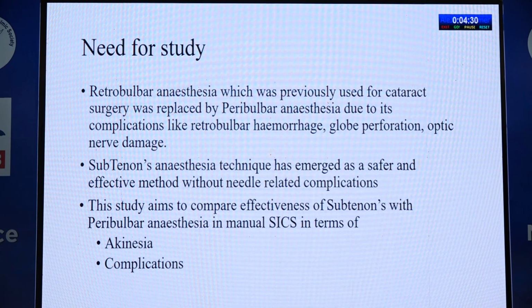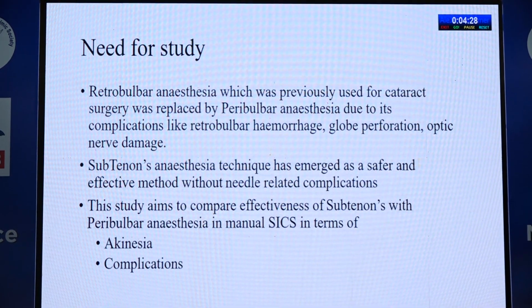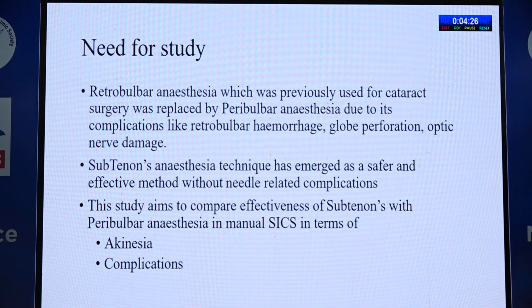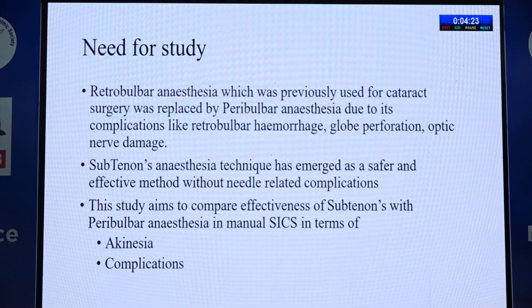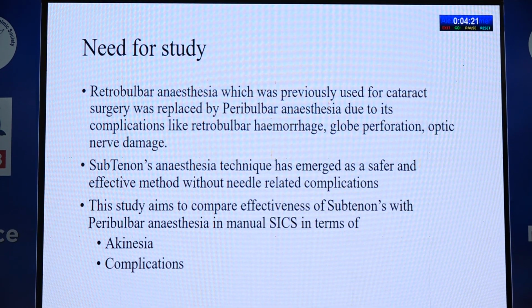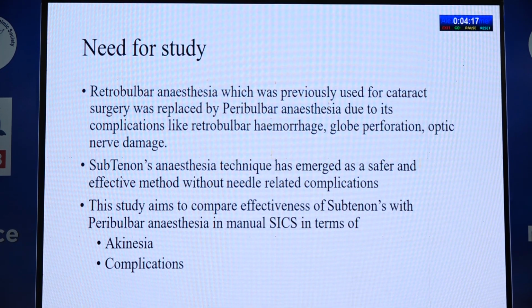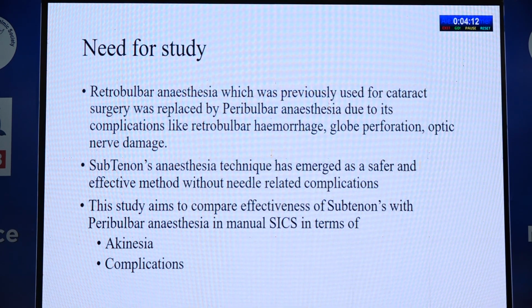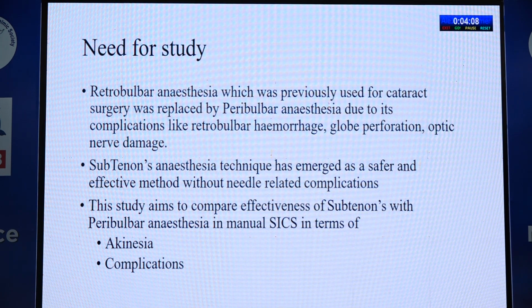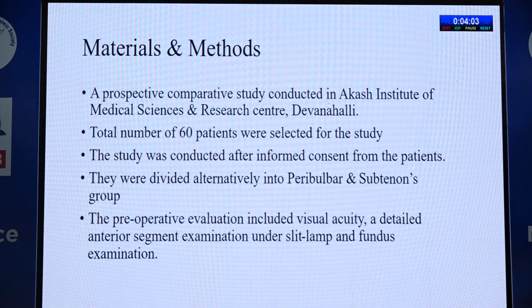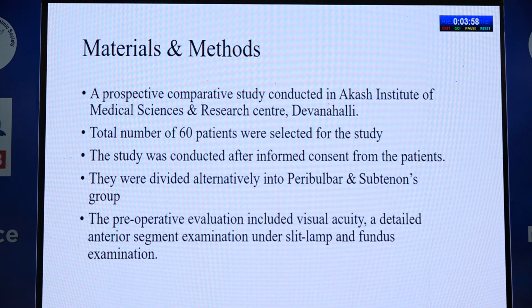So retrobulbar anesthesia, which was previously used, was replaced by peribulbar due to complications like retrobulbar hemorrhage and globe perforation. But still, there might be needle-related complications with peribulbar as well. So sub-Tenon's anesthesia technique has emerged as a safer and effective method without these needle-related complications. So this study aims to compare the effectiveness of sub-Tenon's with peribulbar in manual small incision cataract surgery in terms of akinesia and complications. This is a prospective comparative study conducted at Akash Institute, Devanahalli.